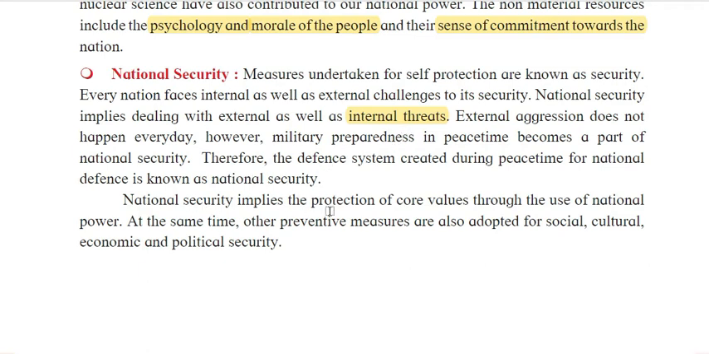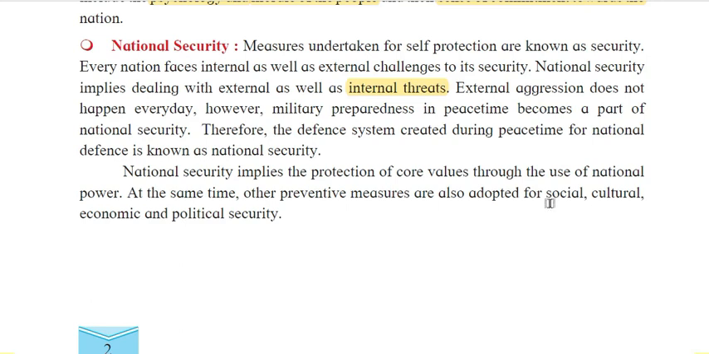Okay, so remember all these things. National security implies protection of core values through use of national power. At the same time, other preventive measures are also adopted for social, cultural, and economic as well as political security. Okay, so what does social security mean? Suppose each and every individual in the society wants a prosperous life. So the things which they want, if the supply of those things is okay in the country, then that country is socially secure.